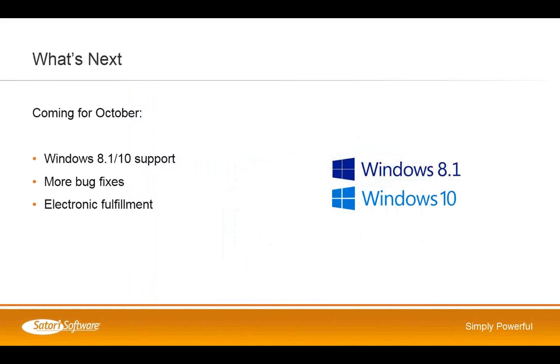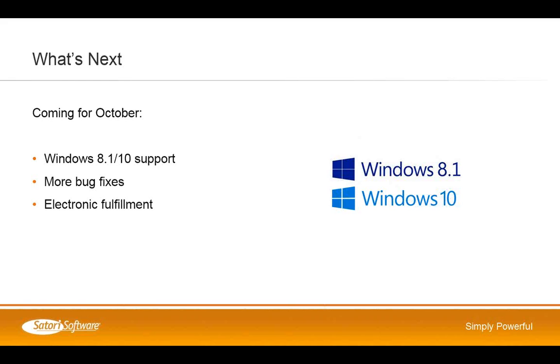So talking about getting more, let's talk about what's coming in the October release. We're actively working right now on the next version of bulk mailer, which will be coming out in October. We've got some pretty exciting things coming up.